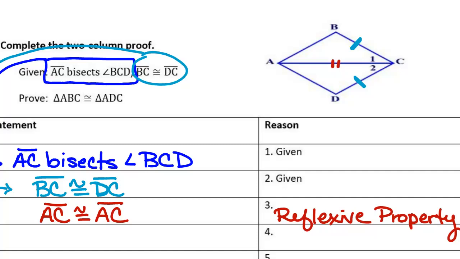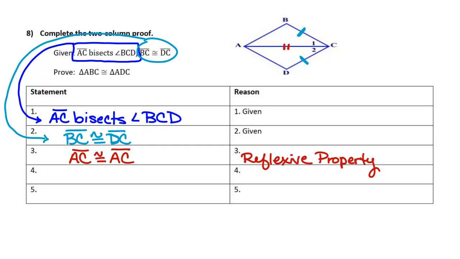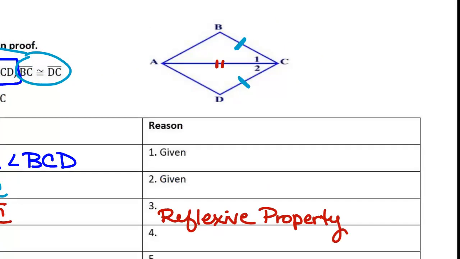How many pieces of information do I need to be congruent? How many corresponding congruent parts do I need? I need 3. How many do I have right now? I have 2. I have a side here and a side here. But I haven't used this piece of given information yet. It says that AC, well, here's AC, bisects angle BCD.